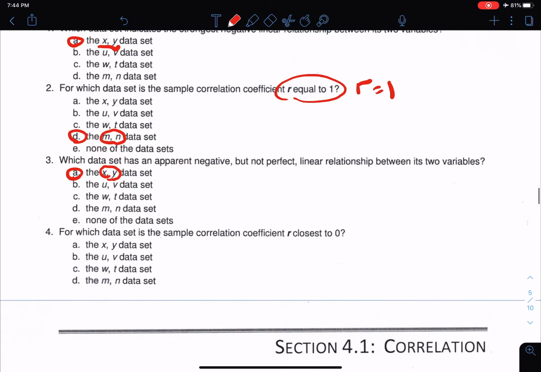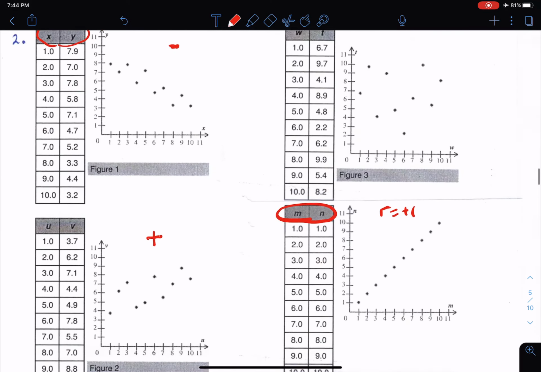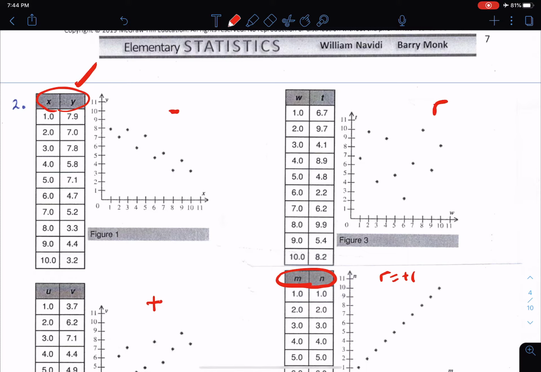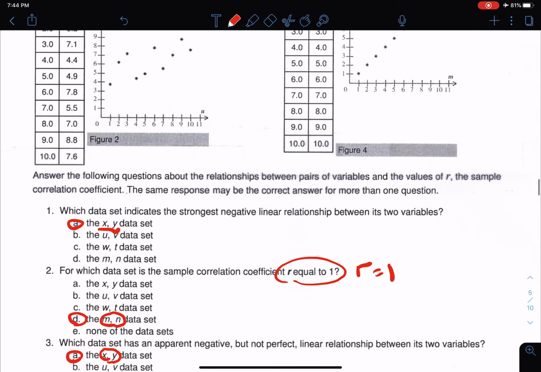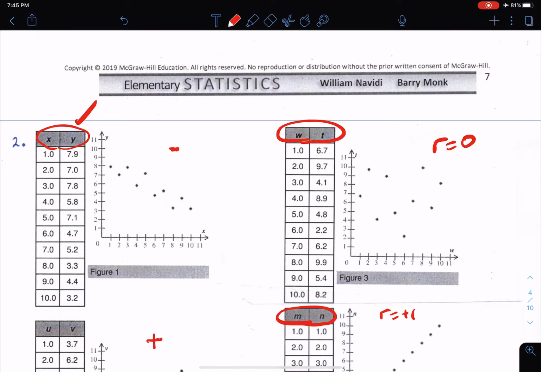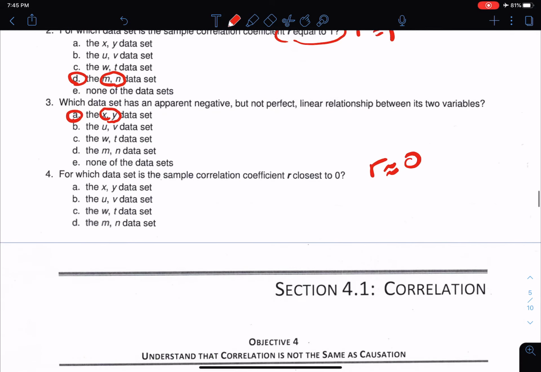How about the last one? For which data set is the sample correlation coefficient, R, closest to 0? So is there one that's really close to 0? I'll say approximately equal to 0. And the one that looks like it does not have a correlation would be that guy, right? I don't see a positive or negative, so we'll say that's real close to 0. And so, whoops, which one was that? That was data set WT. And that was C. All right, moving right along.